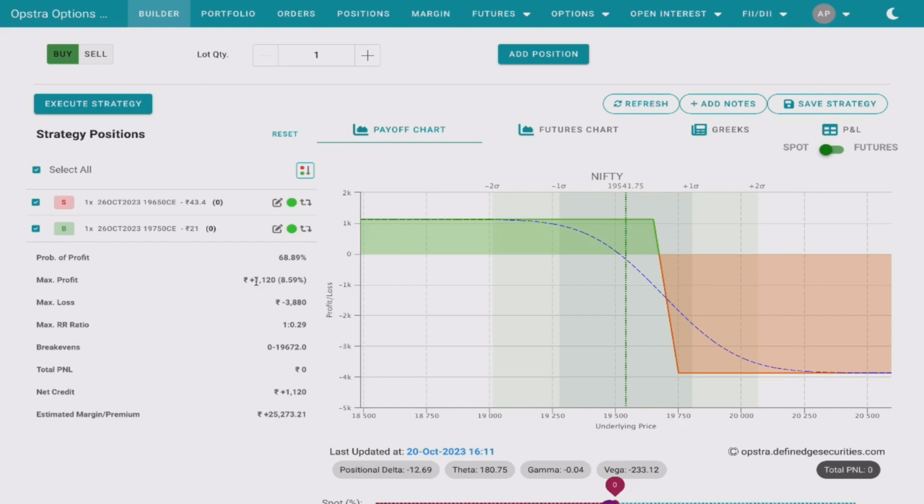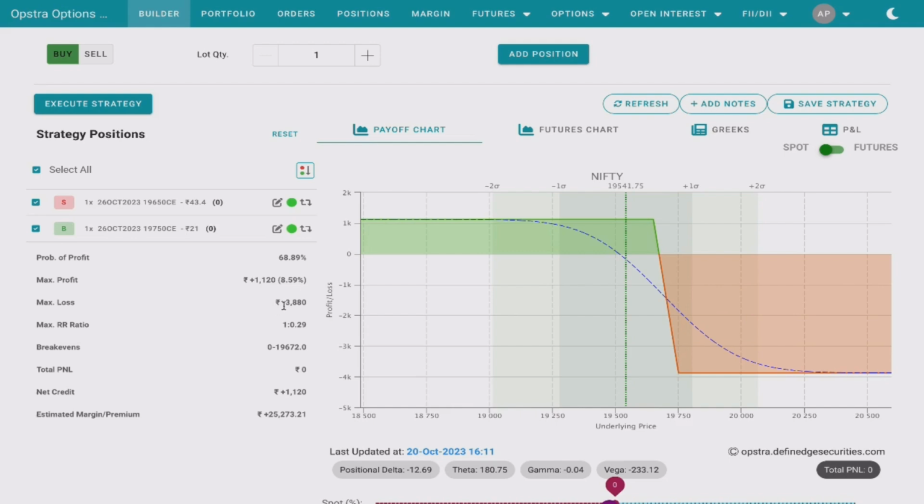You see, your maximum profit is 1,120 rupees. But for entering this trade, I need a capital of just about 25,000. Now, if I have a lakh of rupees as my capital, I can enter four such strategies. So I can enter four of these credit spreads.